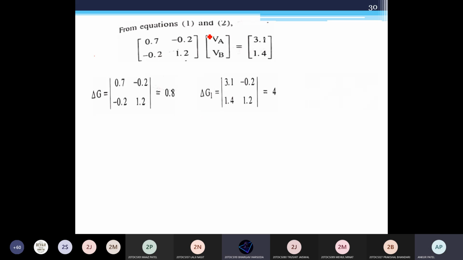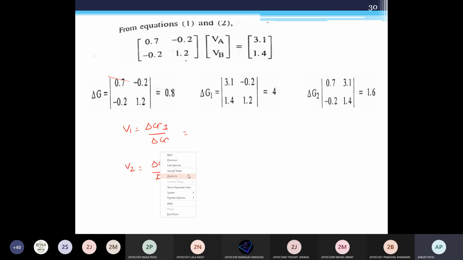So according to Cramer's rule, V1 is equal to delta G1 upon delta G, and V2 is equal to delta G2 by delta G. So this is your V1 and V2, which gives us the node voltages.